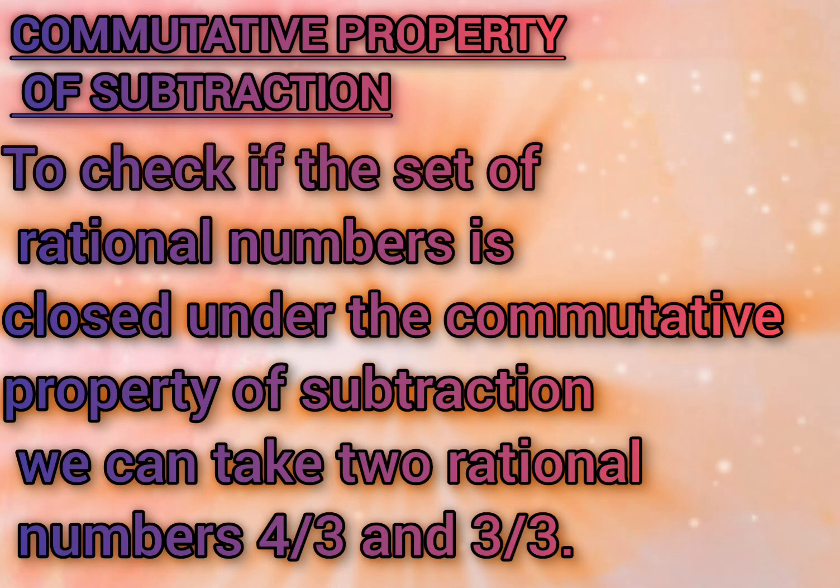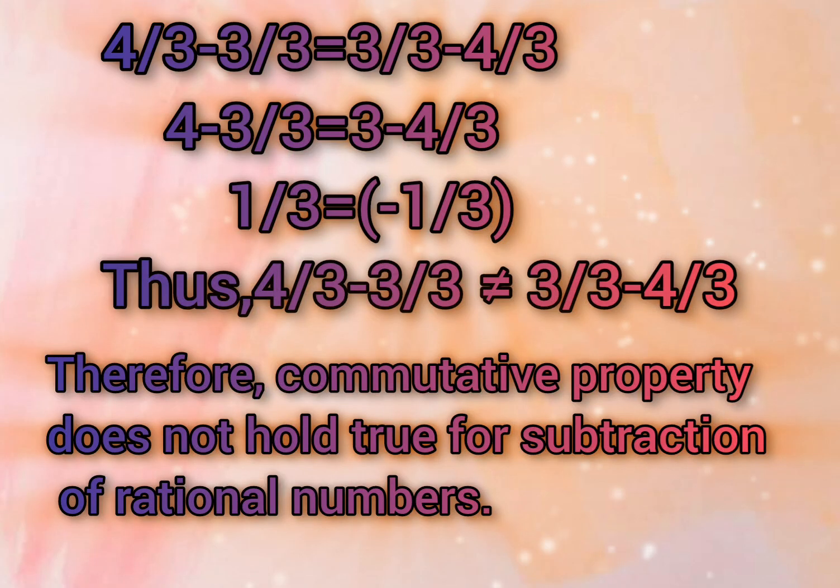Commutative property of subtraction. To check if the set of rational numbers is closed under the commutative property of subtraction, we can take two rational numbers 4 by 3 and 3 by 3. Now we will subtract 4 by 3 and 3 by 3. As the denominators are equal, we can directly subtract. So we will get 4 minus 3 by 3, which is equal to 1 by 3.